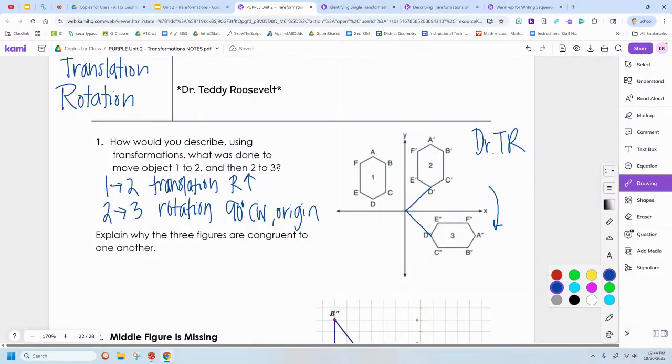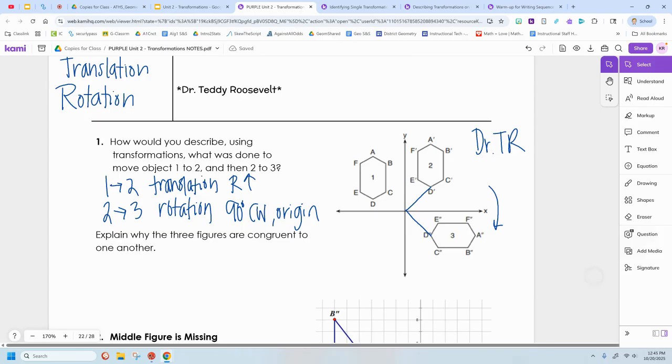If I said rotation with counterclockwise 270, that would be 100% correct, as long as you name the origin. Yep. If you're somebody that always wants to use counterclockwise, go for it.